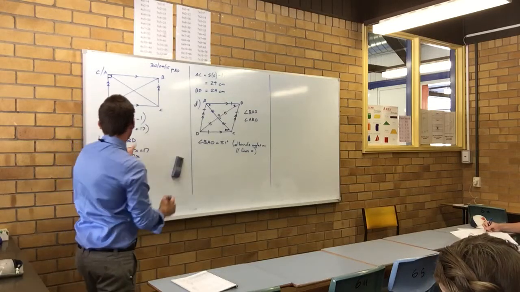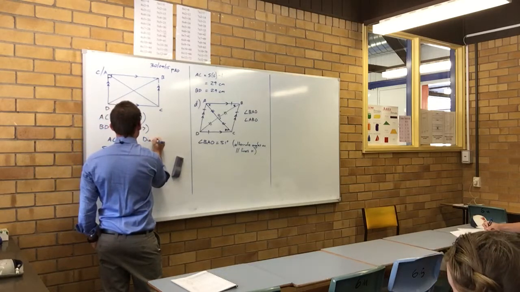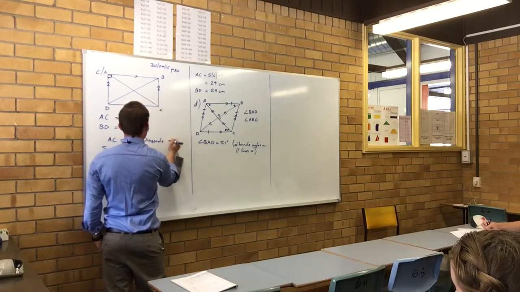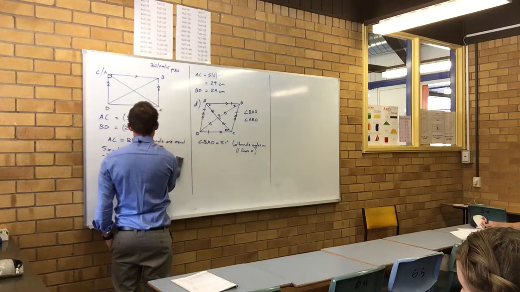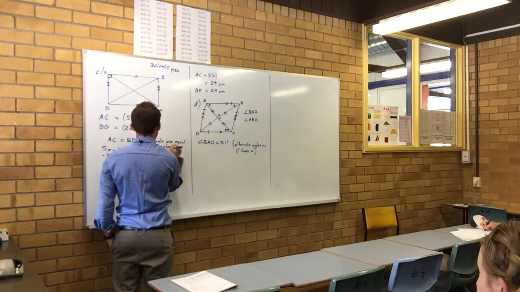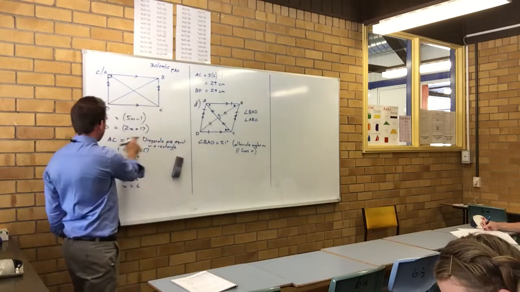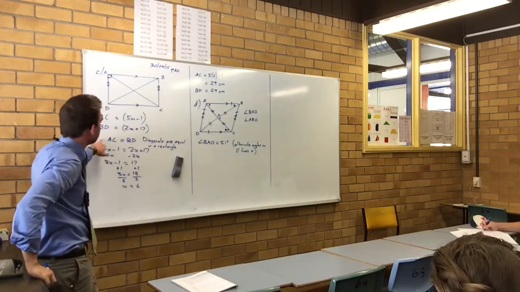Back here, AC equals BD, diagonals are equal in a rectangle. Okay, so I'm going to go back and pick that up from the previous question.